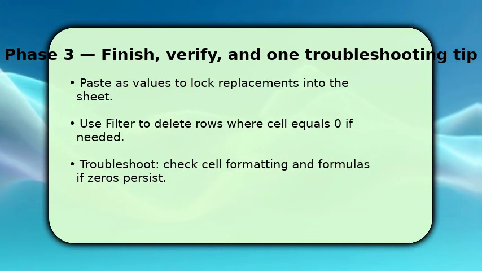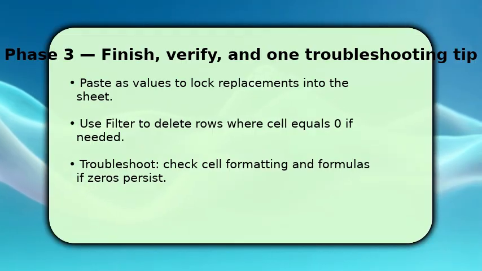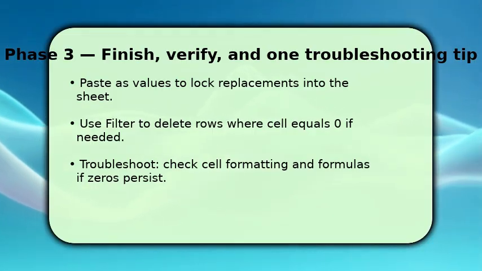if used. If you intended to delete rows, apply a filter for 0, select visible rows and delete them. Make sure to remove the filter afterward.